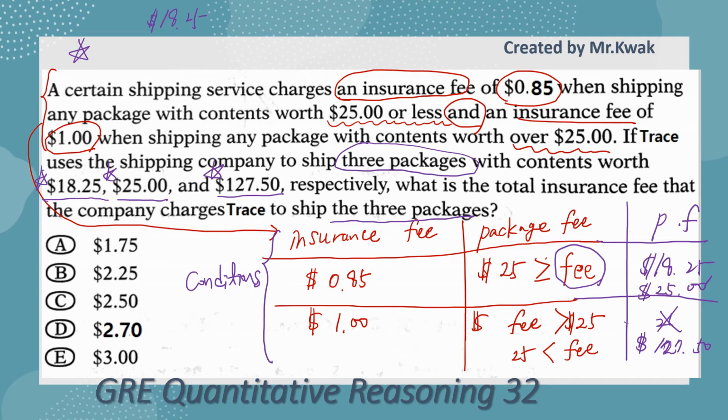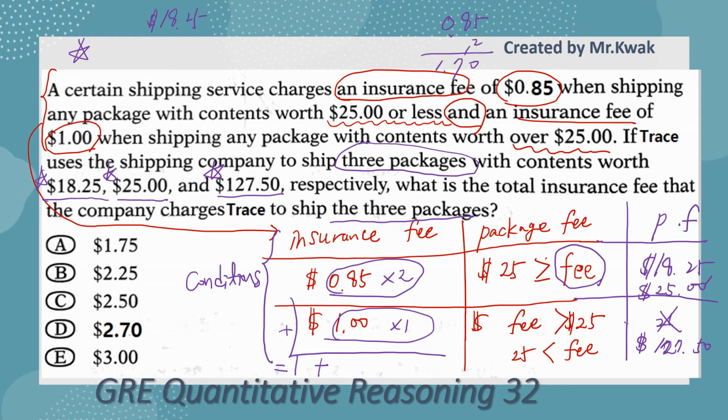So in that case, we have two 85-cent packages and one $1 package. And we can do just a summation. Is that correct? Yes, right. So $1 plus 85 cents multiplied by 2, that is $1.70. Then if we add together, the total insurance fee could be $2.70. So the answer is D, as in Dallas. D is the correct answer, guys.